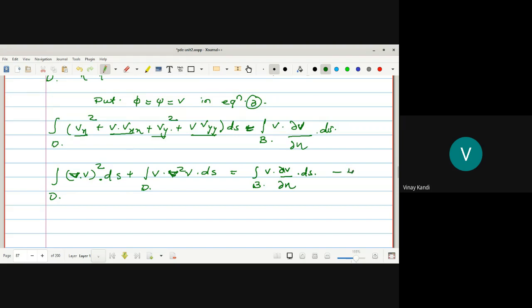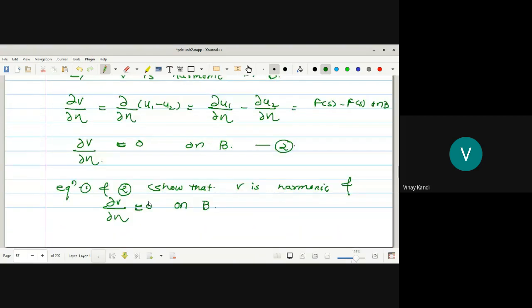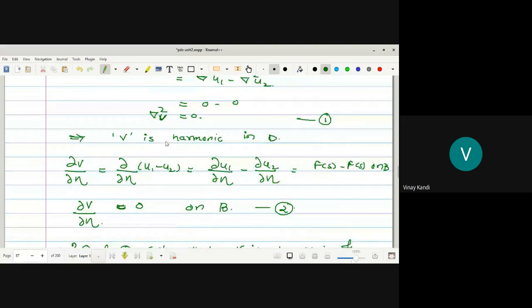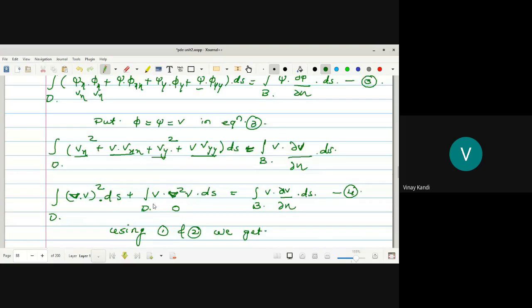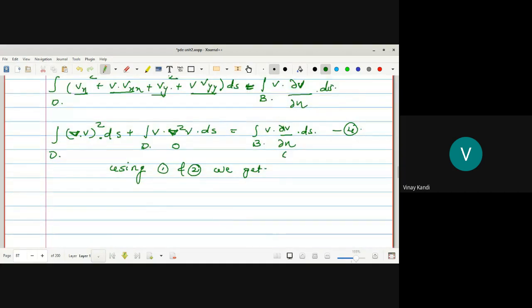Now using equations 1 and 2, we get del square v is 0, and dou v by dou n is 0. Okay, look at it. Now putting the values of equations 1 and 2 here, this is also 0. So this implies that the integration on the region D of del v bracket square into dx is equal to 0. Give it as equation number 5.